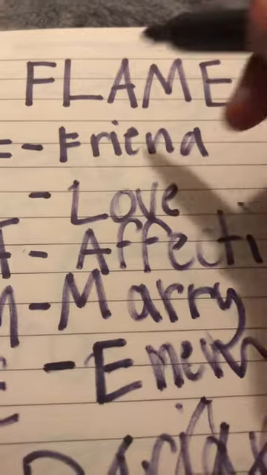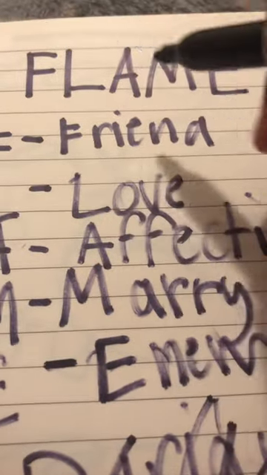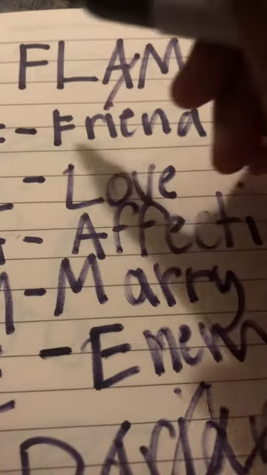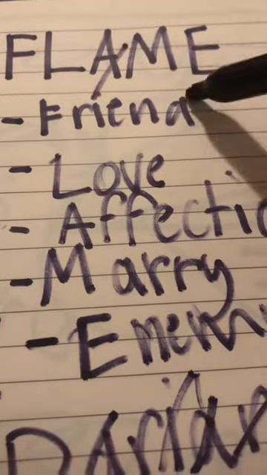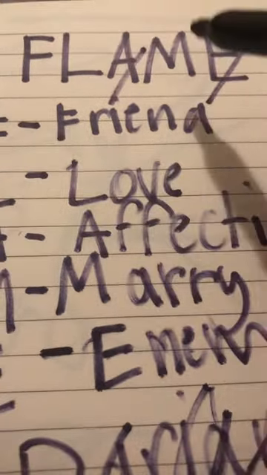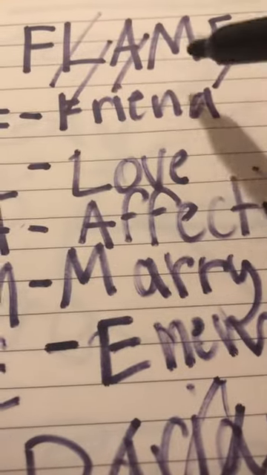Let me go. Okay, so I have 8. 1, 2, 3, 4, 5, 6, 7, 8. Cross it out. Again, 1, 2, 3, 4, 5, 6, 7, 8.